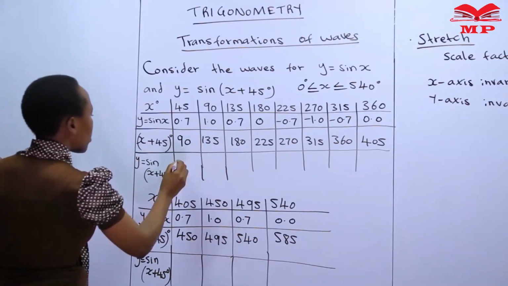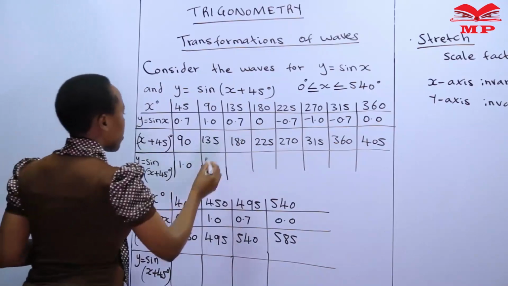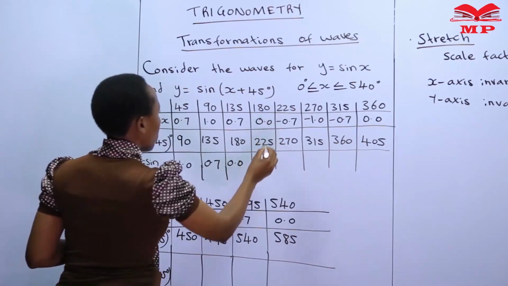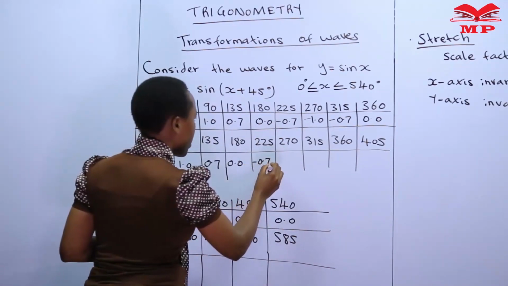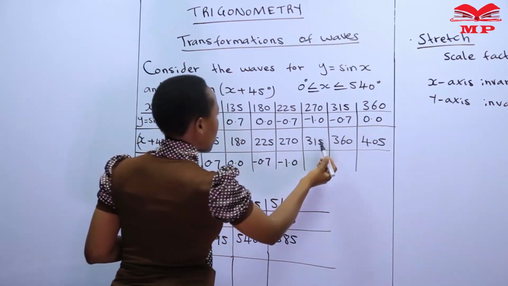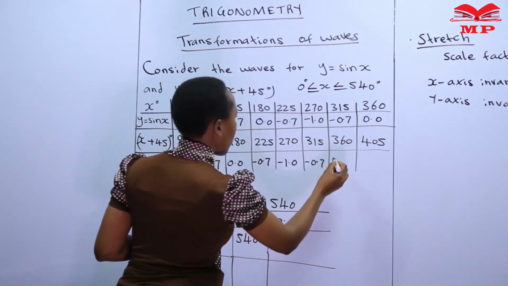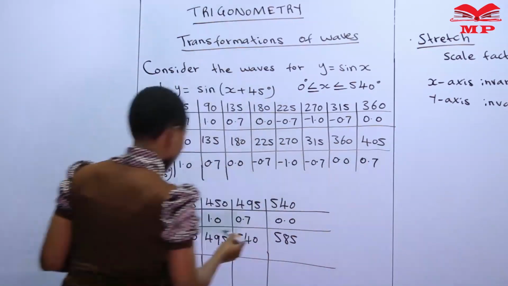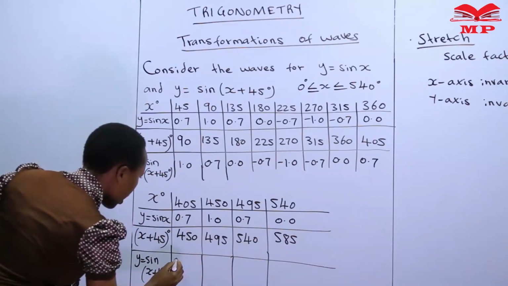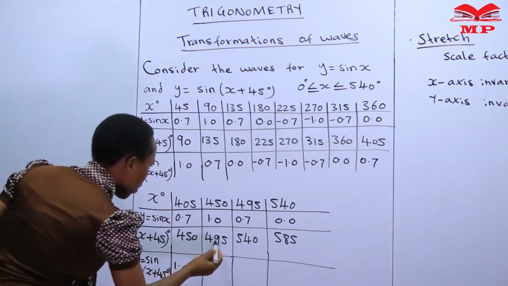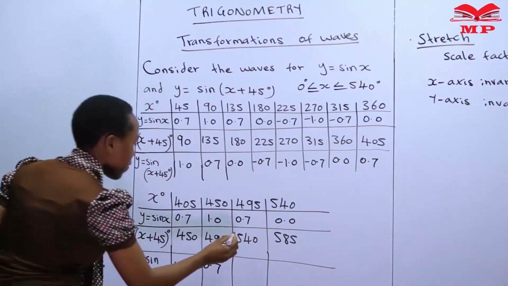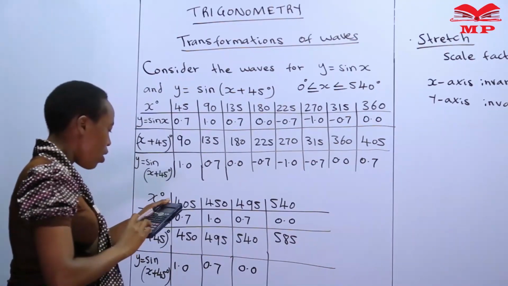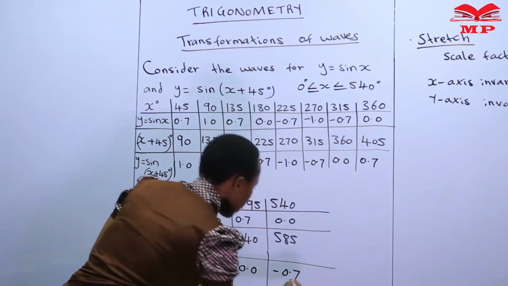Sine 90, we have it here, which is 1.0. 135, we have 0.7. 180, we have 0.0. 225, negative 0.7. 270, negative 1.0. 315, negative 0.7. We have 0.0. We have 0.7. Then for 450, we have 1.0. 495, 0.7. 540, we have 0.0. Finally, we have sine 585, which is negative 0.7.